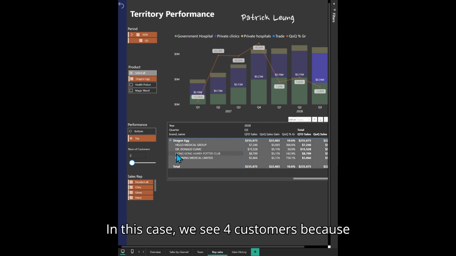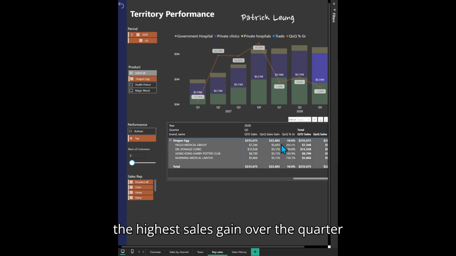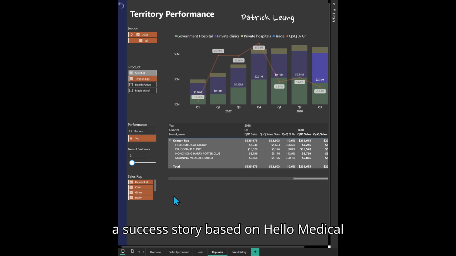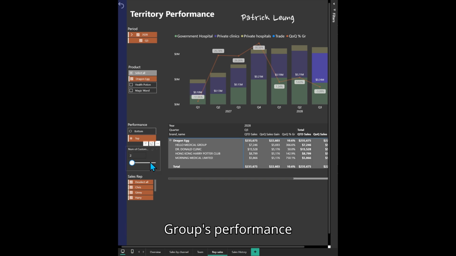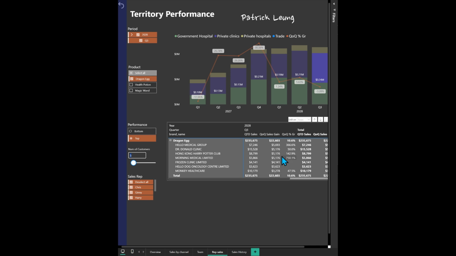In this case, we see 4 customers because 3 of them have the same quarter-over-quarter sales increase of $5,176. My setting is when there is a tie, display them all. We can see that the customer Hello Medical Group achieved the highest sales gain over the quarter, with growth exceeding 300%. The sales team may want to share tips or a success story based on Hello Medical Group's performance. We can adjust the filter, for instance, changing it to show the top 5 customers to view more.